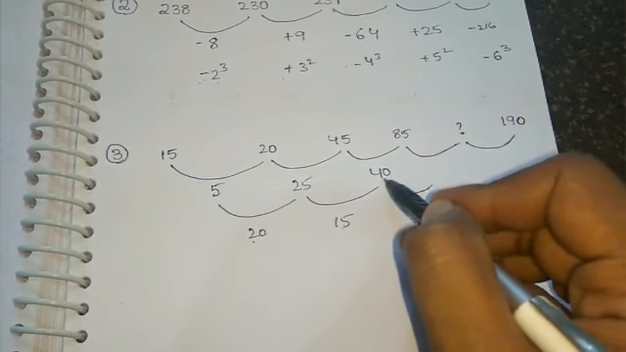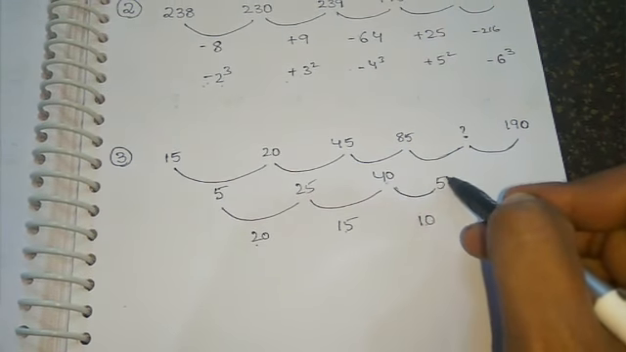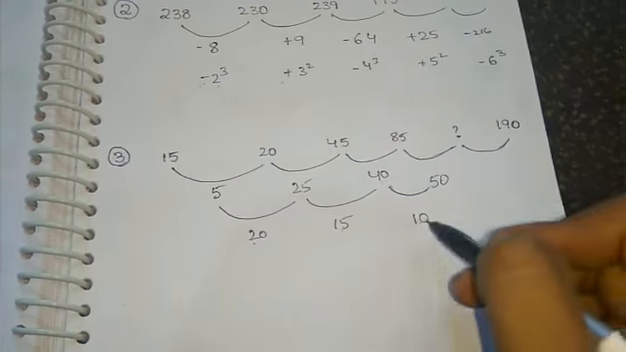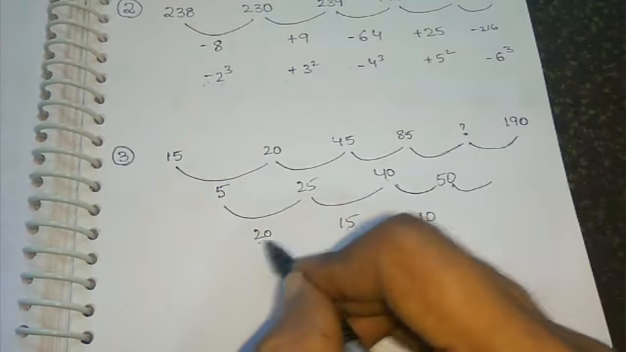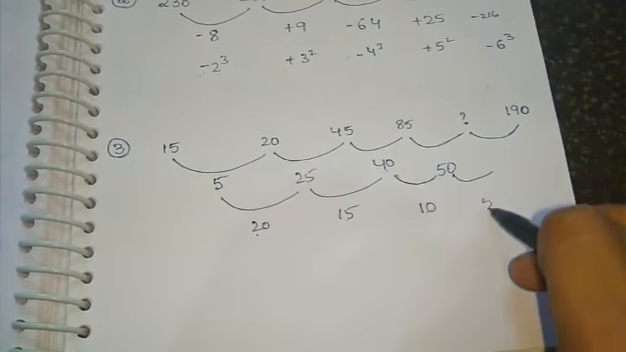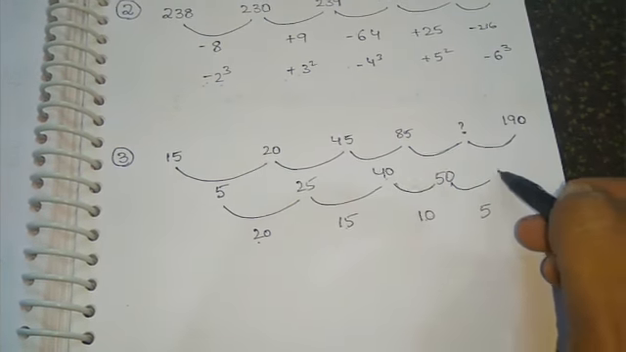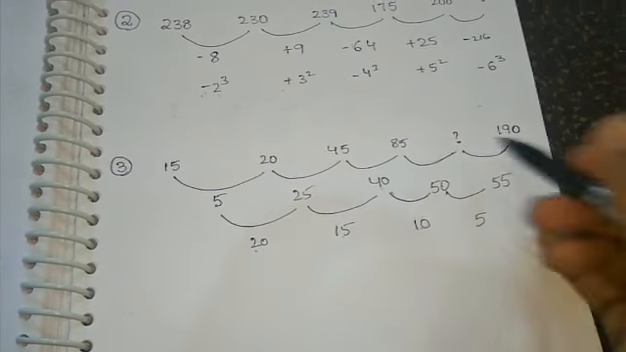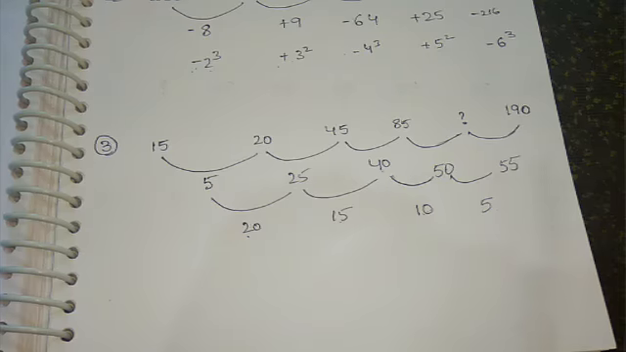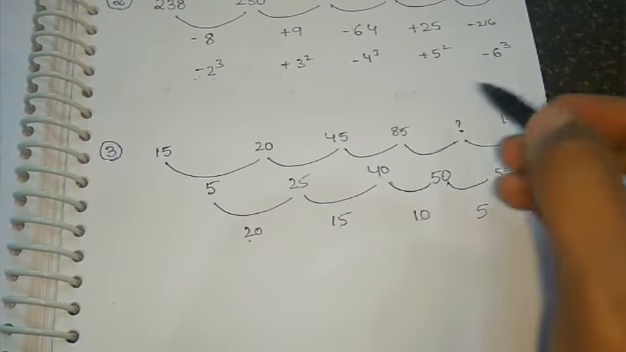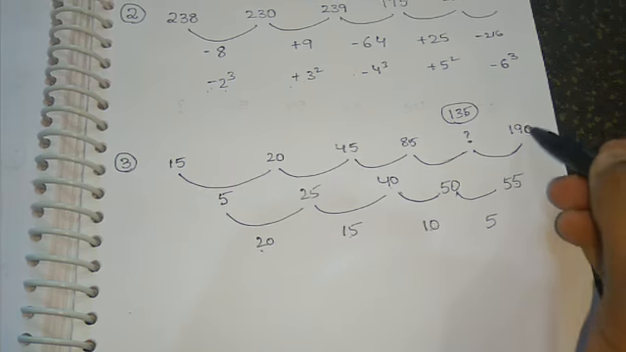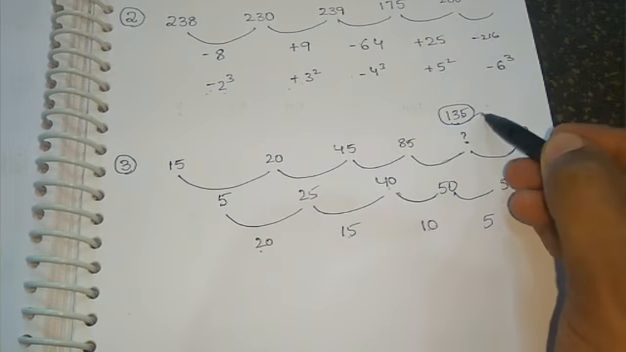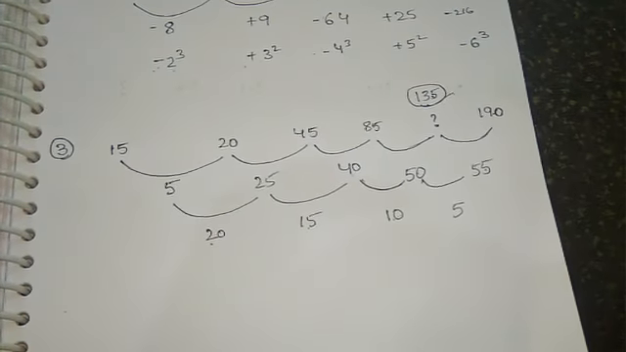So here the difference is 40. 40 plus 10, it will be 50. So what will be the next difference? Next difference will be surely 20, 15, 10 and 5. 50 plus 5, 55. Now we should check whether it is right or wrong. 85 plus 50, it is 135. 135 plus 55, 190. Yes, so we got it right.